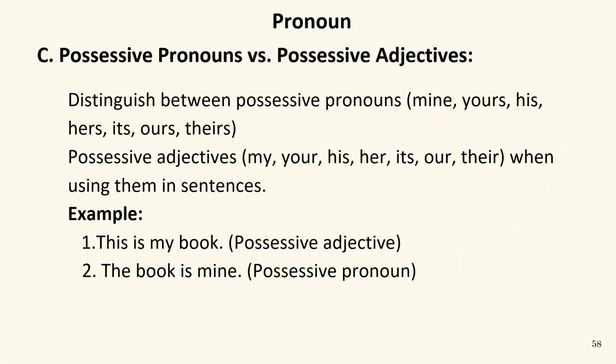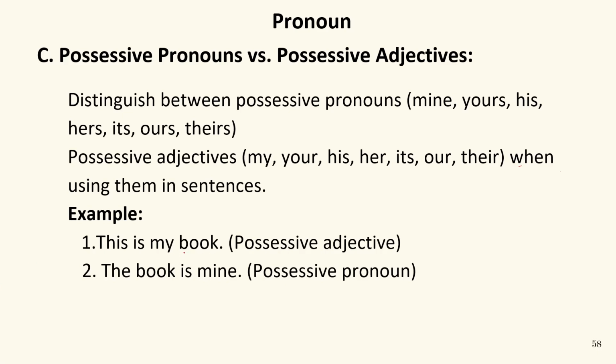Now, possessive pronouns versus possessive adjectives. I have already discussed this with you, but let us see some examples. Distinguish between possessive pronouns and adjectives. Mine, yours, his, hers, its, ours, theirs: these are possessive pronouns, whereas my, your, his, her, its, our, their are possessive adjectives because they are used just before the noun in a sentence. They qualify the noun.